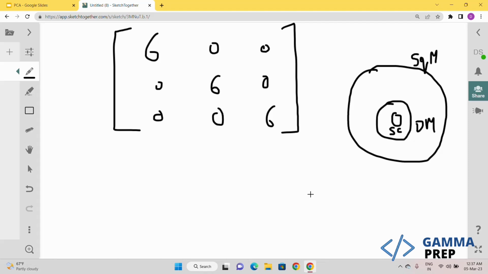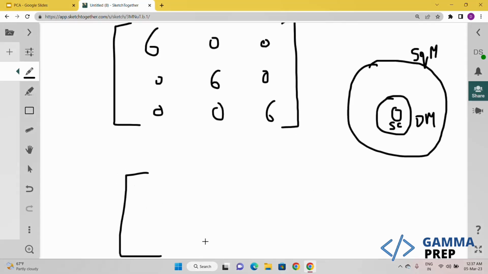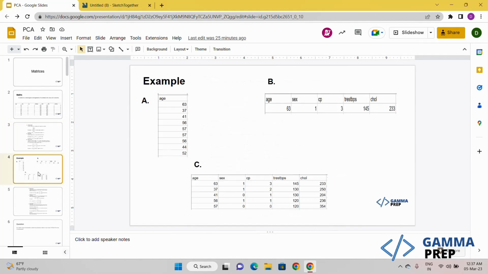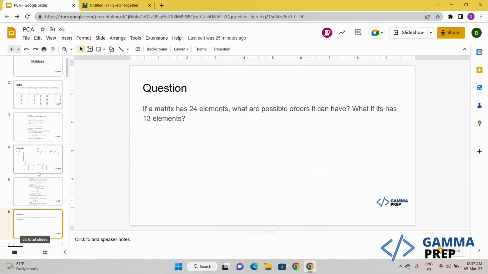Okay, now the last one, a square matrix in which all the primary diagonal elements are 1 and everything else is 0. That is called an identity matrix. So basically it is a scalar matrix in which all the primary diagonal elements are 1. Okay. So that's pretty much the definition of all the matrices.